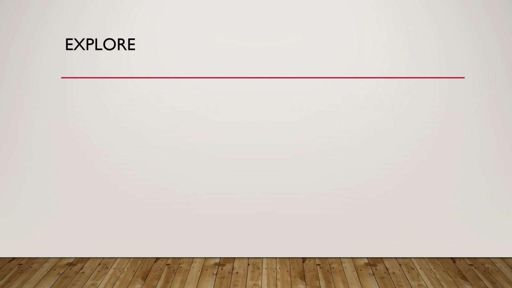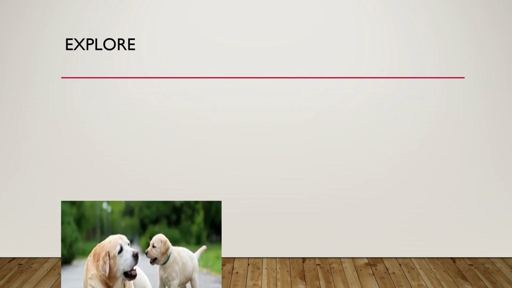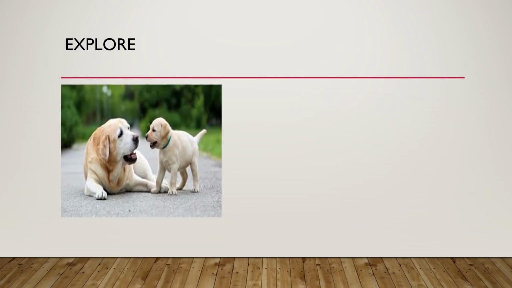Okay, let's start our lesson with an exploring. Look at this picture. This is a dog. Dogs. Okay, look at the two dogs here. Are the two dogs here the same or different from each other? In this picture, do we have the same animals or different animals? Of course, the same animals. Adult dog and baby dog. Adult one and baby one.